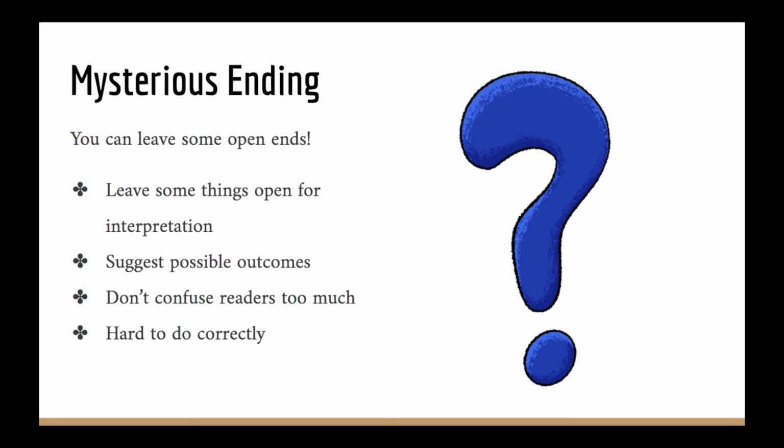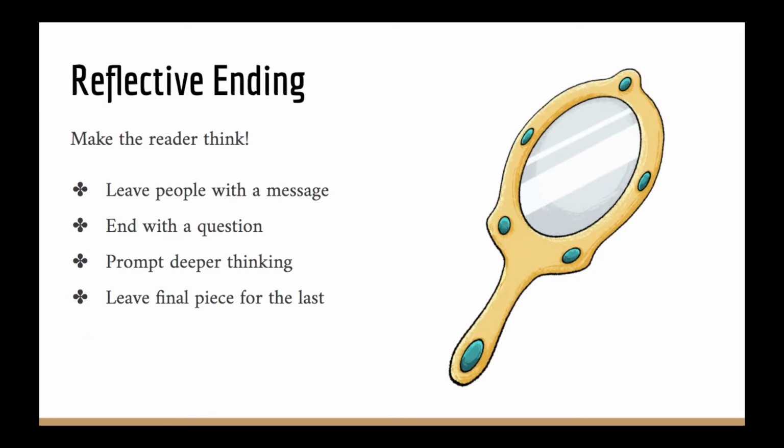But you need to be very careful with this ending, or you might accidentally just leave it on a cliffhanger. The important difference here is that in a cliffhanger, the conflict hasn't been resolved yet, but in a mysterious ending, it has. The next ending, the reflective ending, is very similar to the mysterious ending in that the goal of it is to try to get your reader to think deeper.